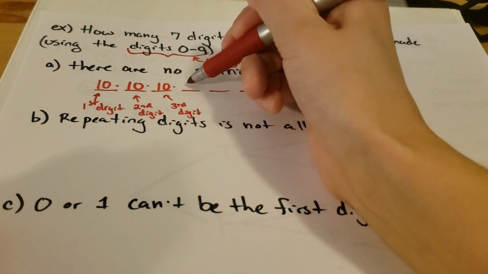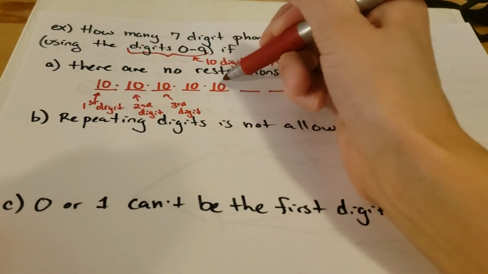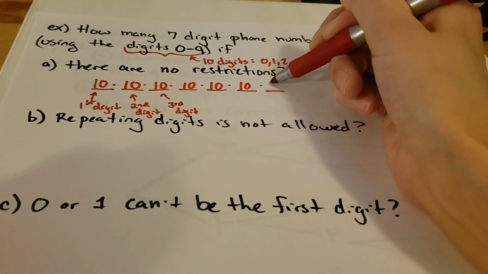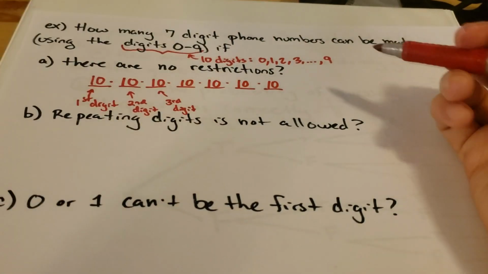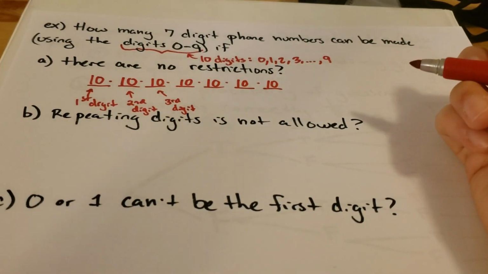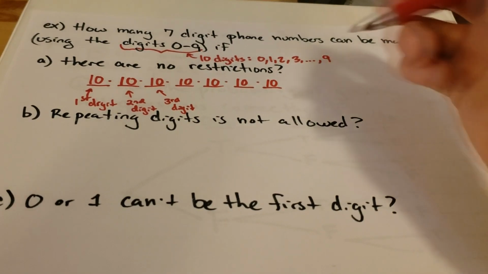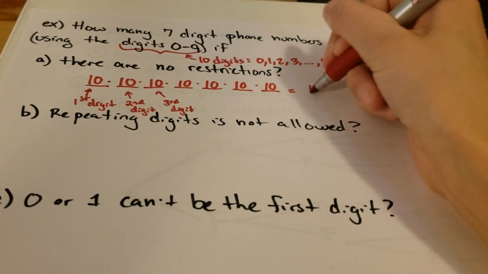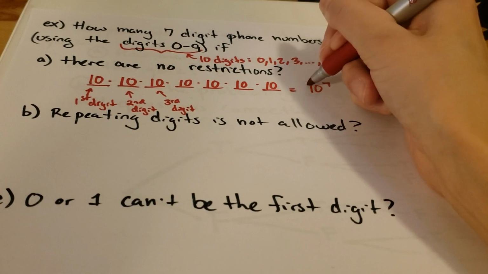The same thing is going to continue. We can put any of the 10 digits in any of the positions. We could put the same thing in all 7 spots, or we could put different numbers there. It doesn't matter, we can do whatever. So this is going to end up being 10 to the 7th power.